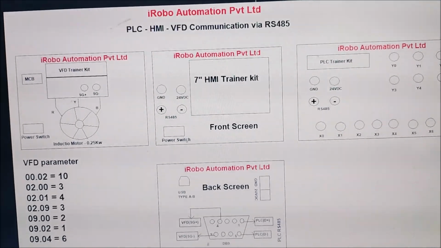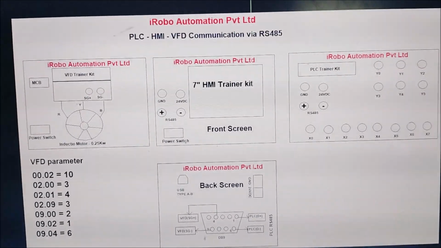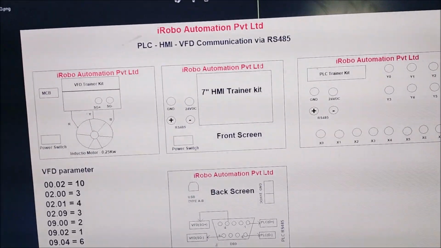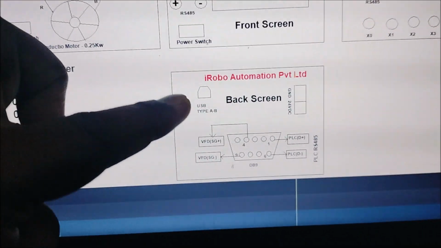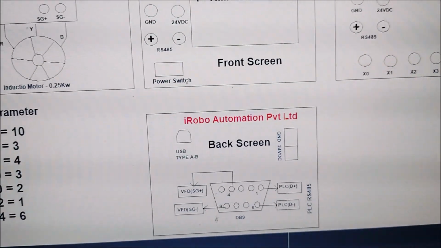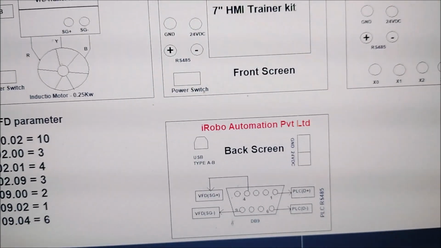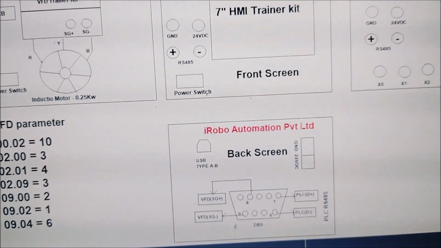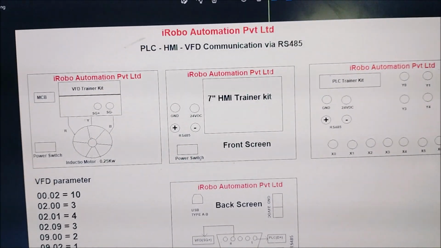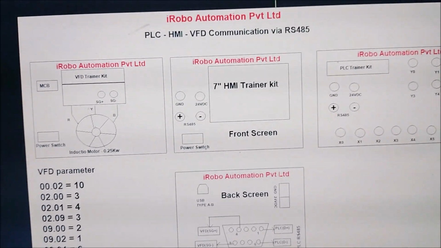So this is a wiring diagram. This schematic diagram is going to help us in wiring PLC, HMI, VFD. Here we have to connect. This is the back screen of the HMI. There is a DB9 connector, and there is a USB, that is type A to B, and there is a 24 volts and ground, that is the power supply to the HMI. Now we are demonstrating how we should connect this wiring so that the concept of PLC, HMI, VFD communication via RS485 is achieved.